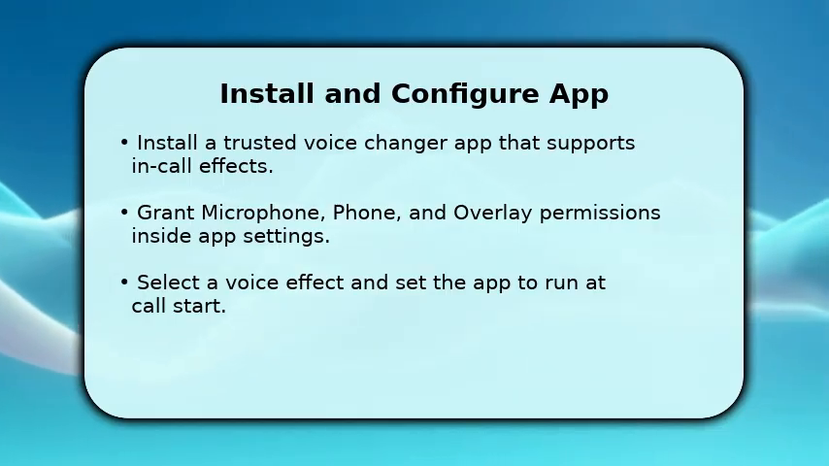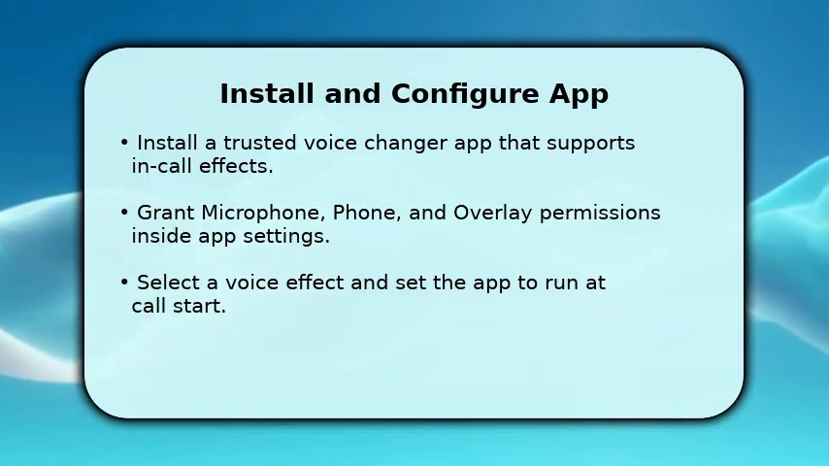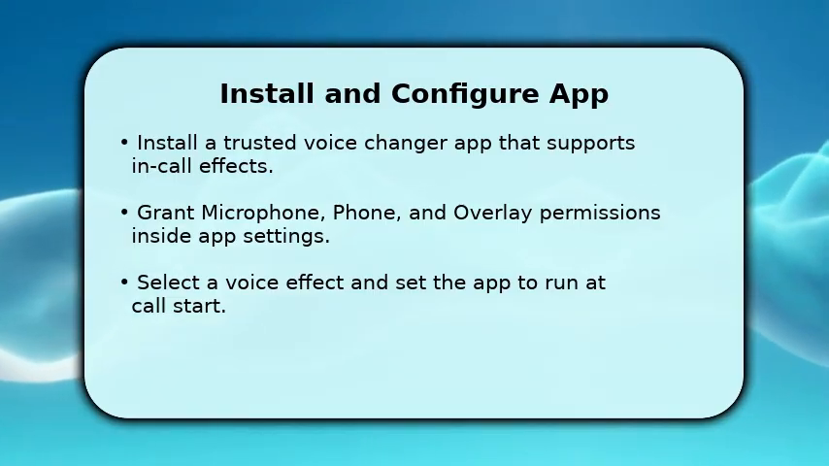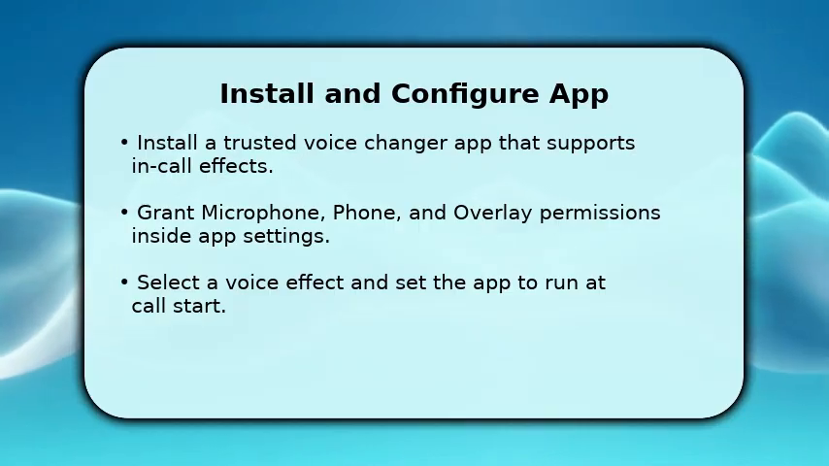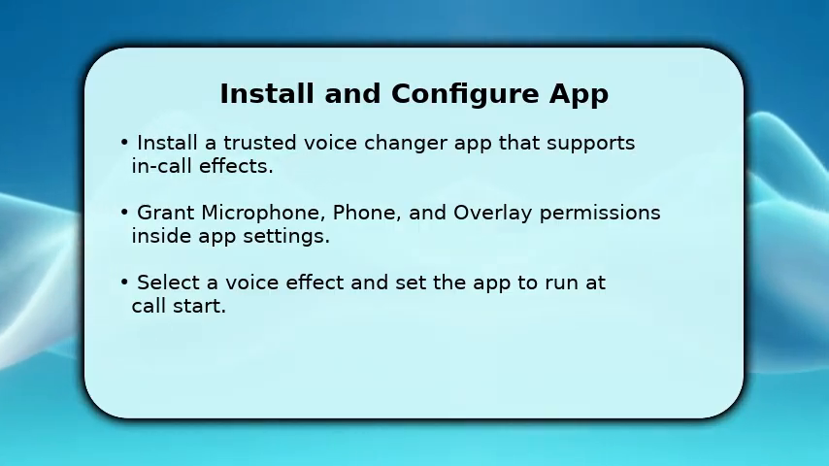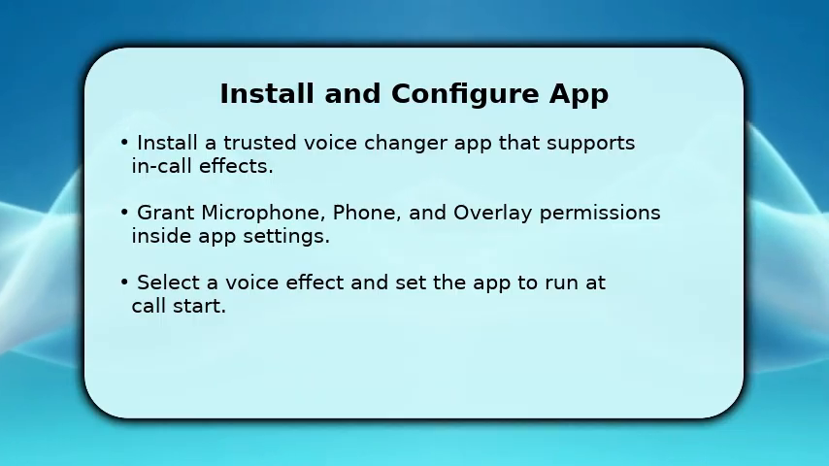Grant microphone, phone, and overlay permissions when prompted to enable live processing. Choose a voice effect such as low, high, robotic, or echo from the app menu. Toggle the option to start effects automatically when a call begins to simplify future use.